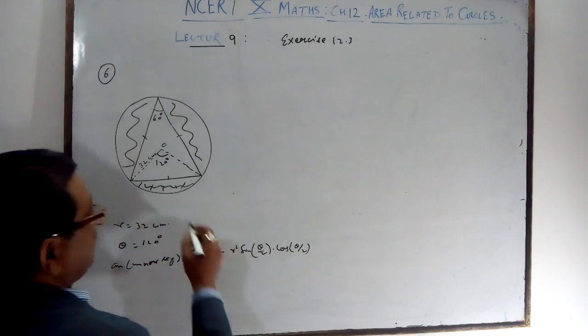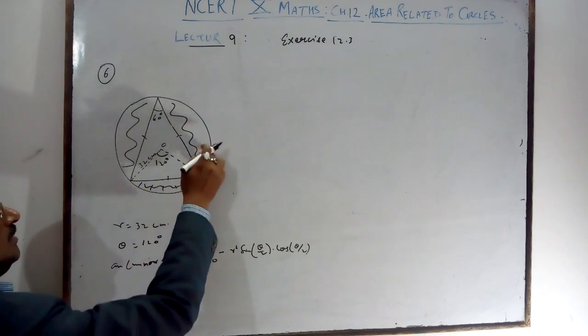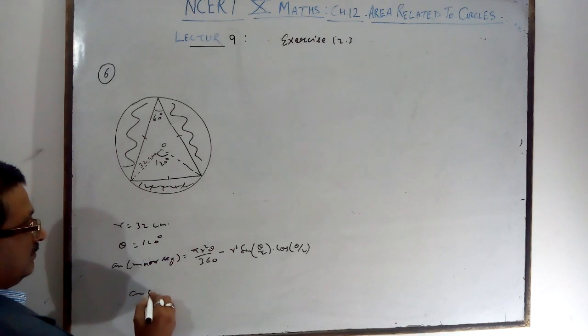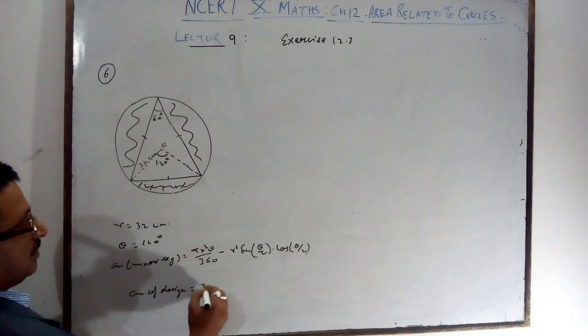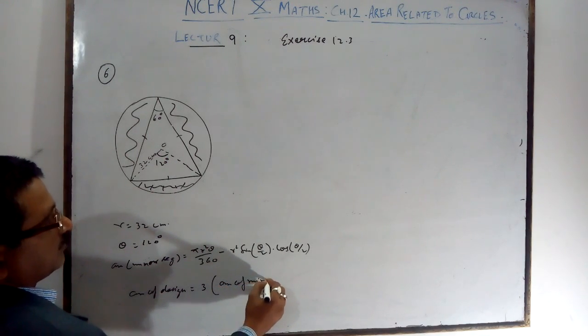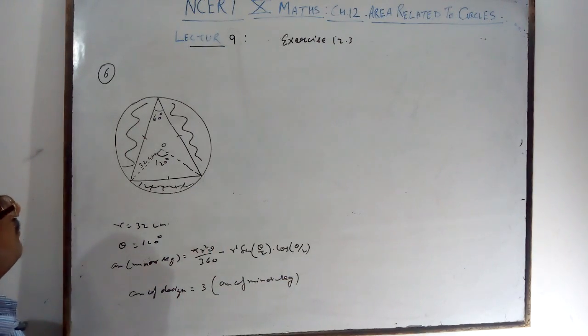You put the values here. This is the area of one minor segment. How many minor segments are there? 1, 2, 3. So the area of the design is equal to thrice the area of the minor segment. It is a very simple formula; you can put the values and solve it.